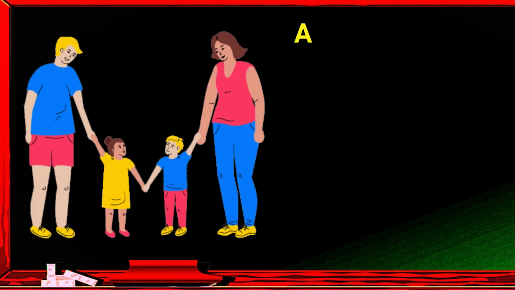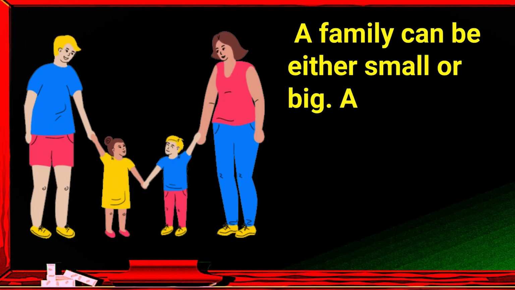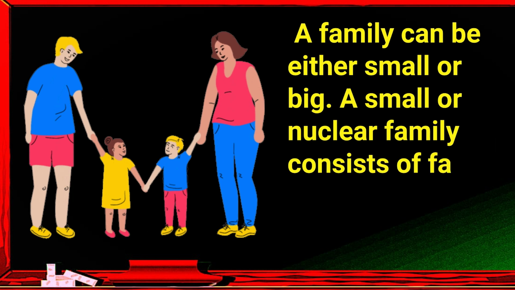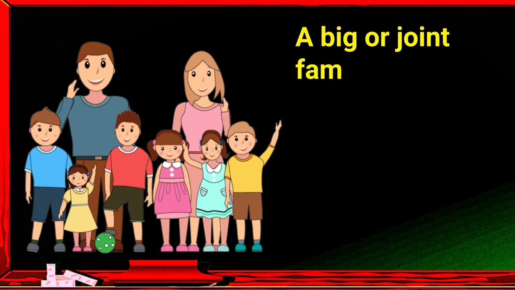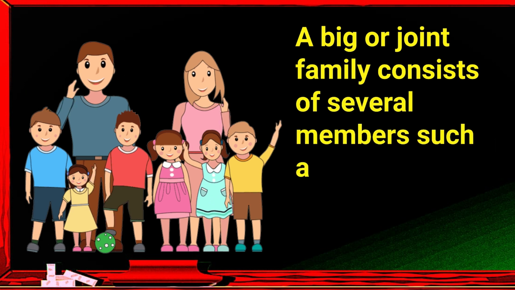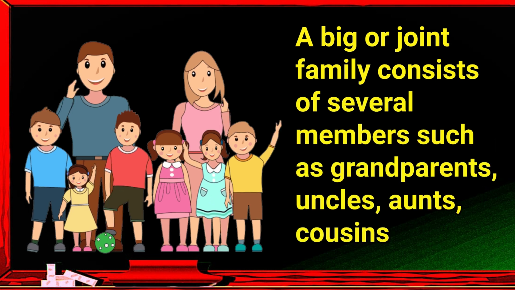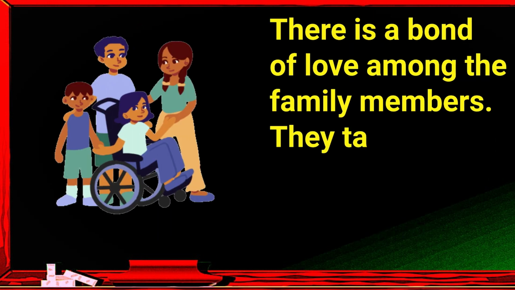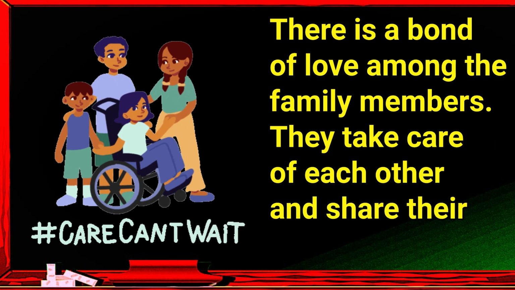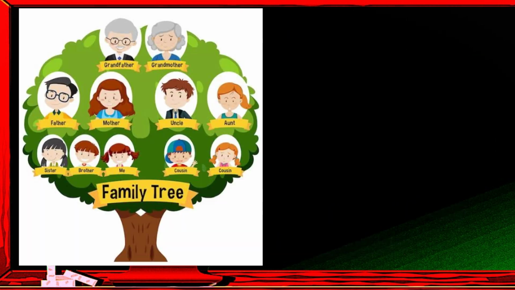A family can be either small or big. A small or nuclear family consists of father, mother and their children. A big or joint family consists of several members such as grandparents, uncles, aunts, cousins, etc. There is a bond of love among the family members. They take care of each other and share their happiness. Students, all of you remember these points carefully, which is important to get good grades.